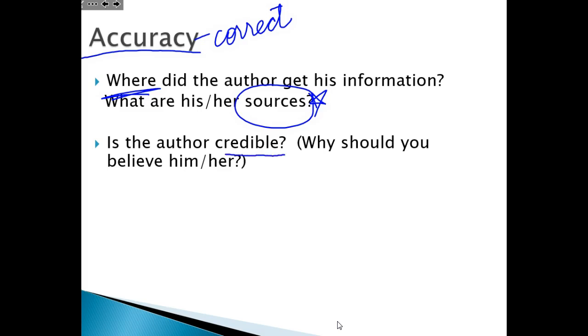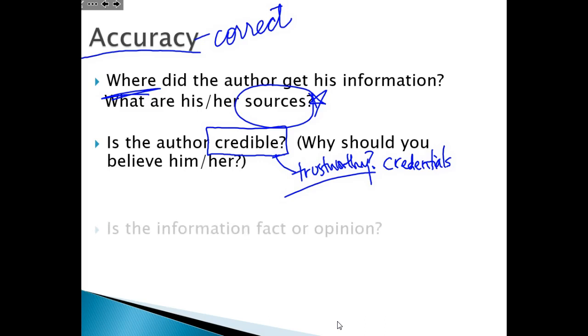Secondly, we want to look and see if the author is credible. Credible just means trustworthy. And it doesn't mean you have to know the person, but it means you have to look at his or her credentials. Credible is credentials. Look at somebody's credentials and be able to determine, is this person actually an expert in the field, or is this person a student, or what? So maybe it's a doctor, maybe it's a researcher. We're looking for a credible source.